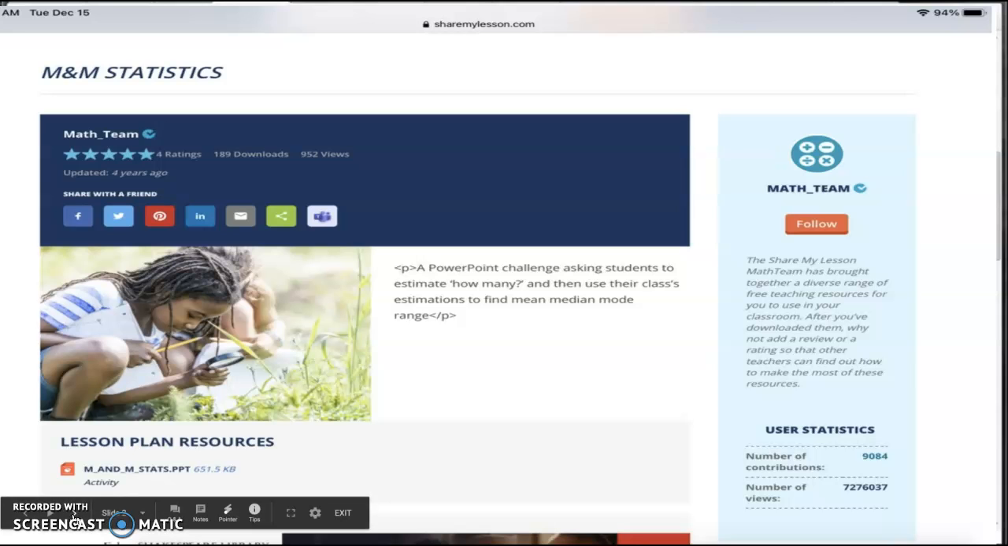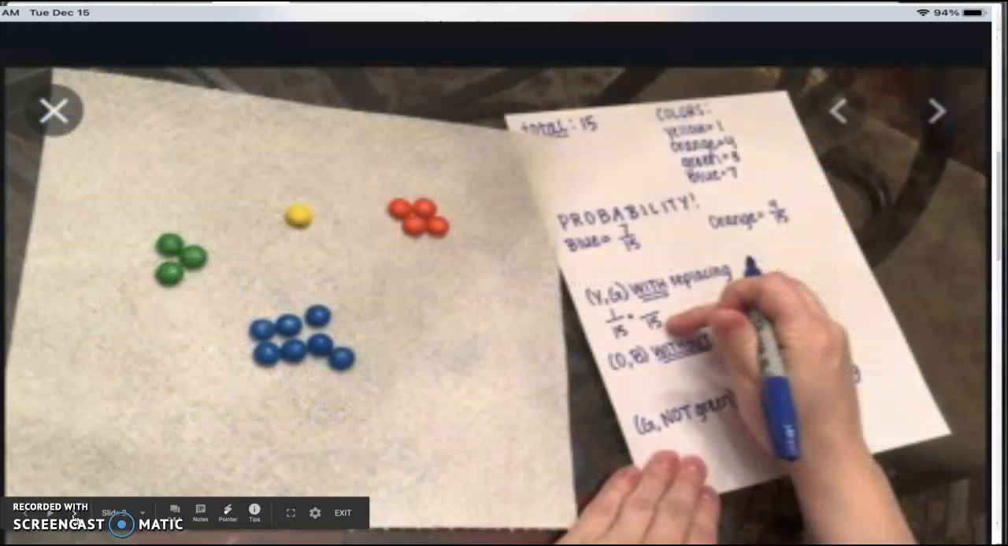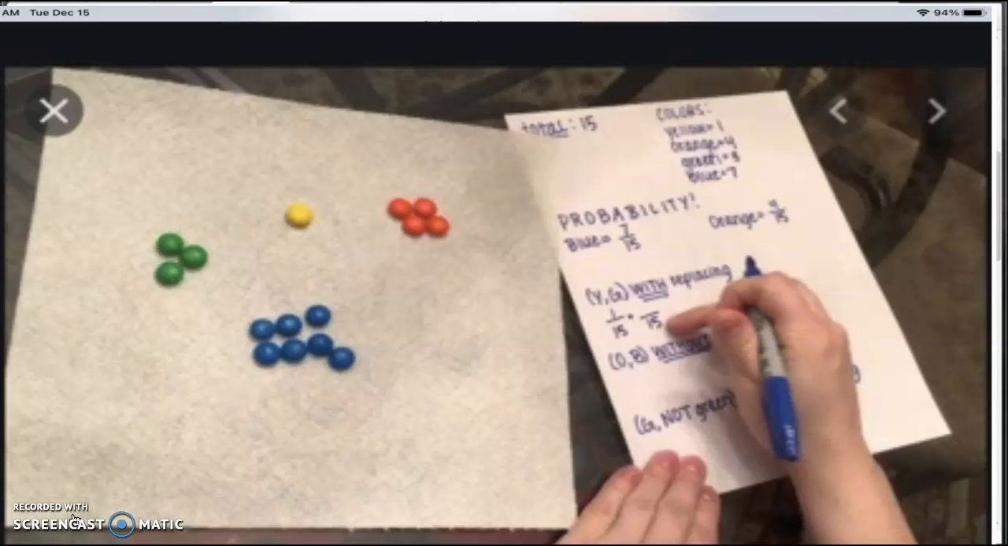A modification I would make would include probability. So I would hand the students each a baggie with the exact same amount of candy, say 25. They would be able to calculate the probability of how many of each color are in the bag, so they would choose one at a time. They would also be able to calculate the mean, mode, and median as a class for each color should they choose to do that at the end.